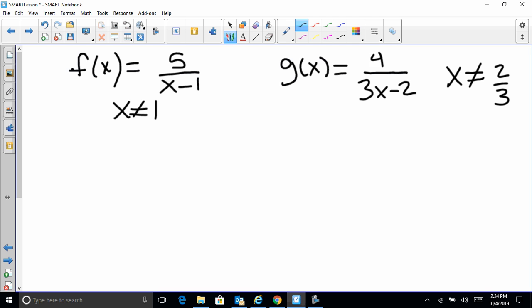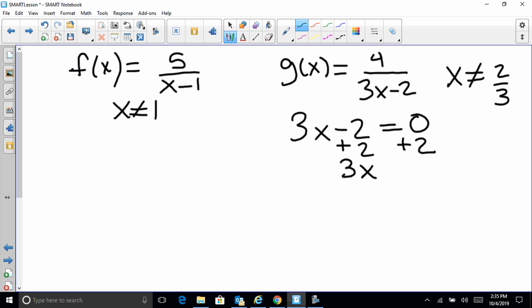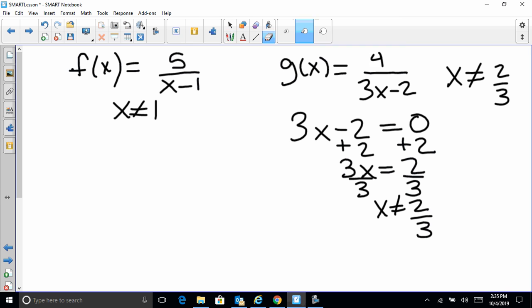So to make sure that our denominator is not going to be 0, we get 3x minus 2 is equal to 0. You set that equal to 0 to see what will make it 0. So there we go. That's where that restricted value comes from. X cannot be 2/3 then, because that would make our denominator 0. So let's go ahead and then take a look at our composition.